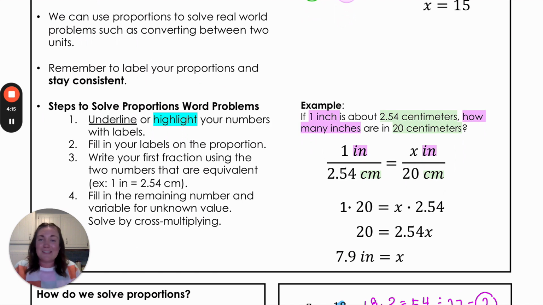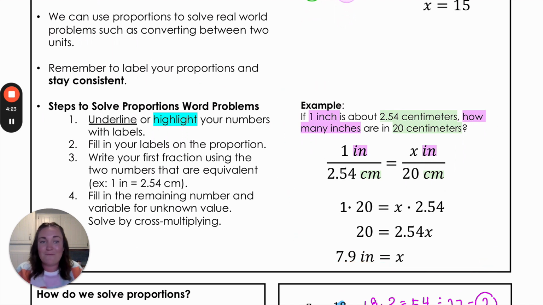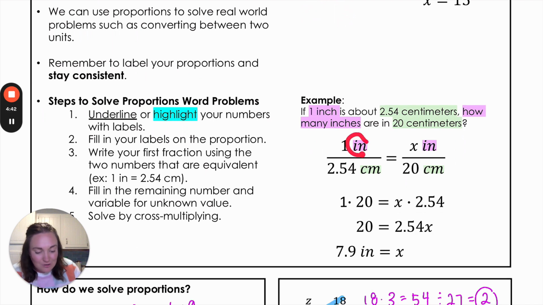So that might seem like a lot, but once you actually see it in practice, I promise it's not that bad. Let's look at an example here. So we know that 1 inch is about 2.54 centimeters. How many inches are 20 centimeters? So you can see these highlighted numbers with their labels, right? 1 inch, 2.54 centimeters. How many inches? That's our unknown. That's going to be our variable. And 20 centimeters. So my two labels I have are my inches and my centimeters.